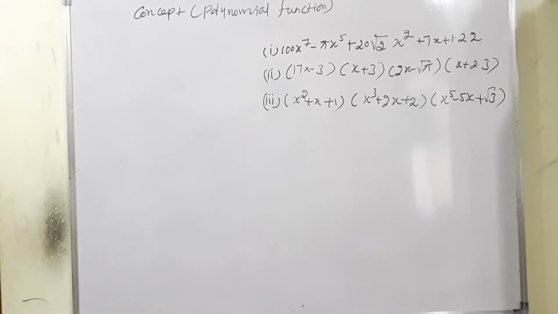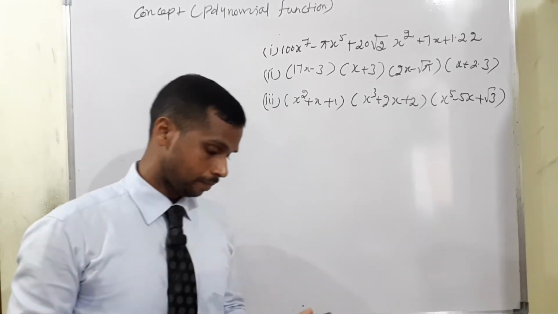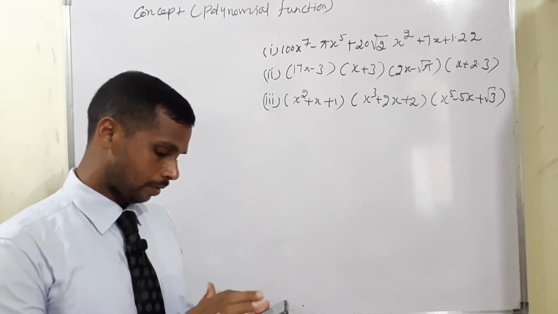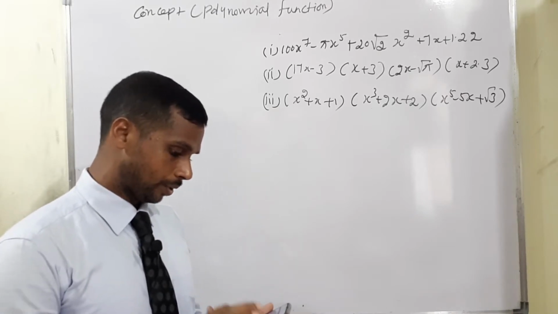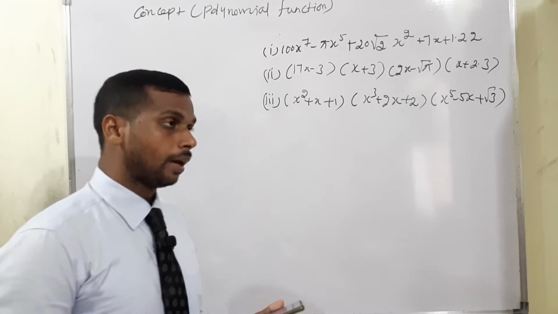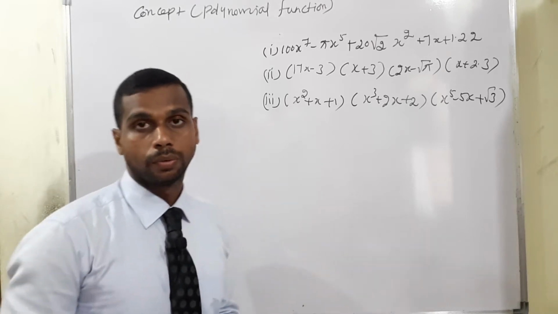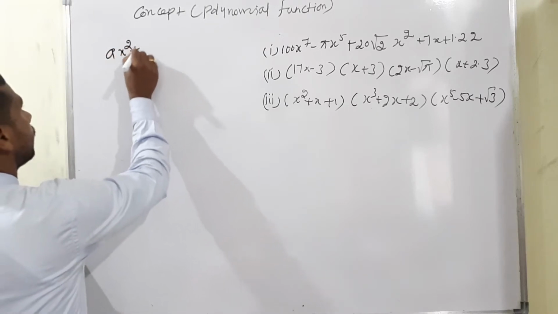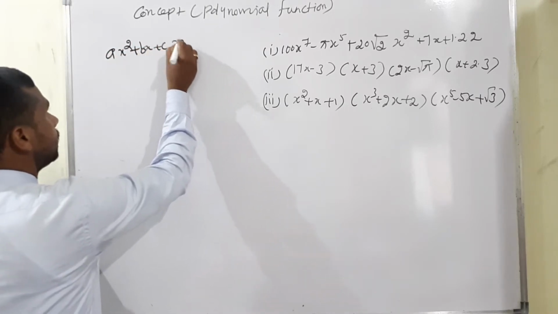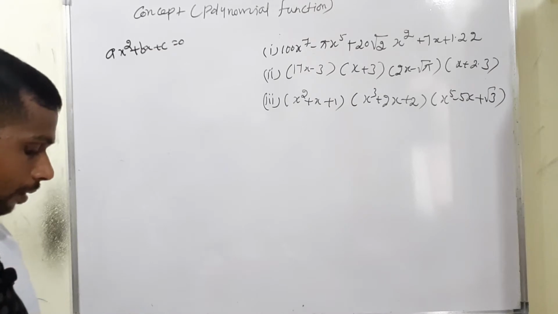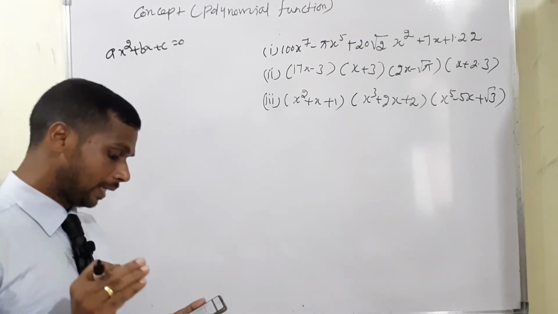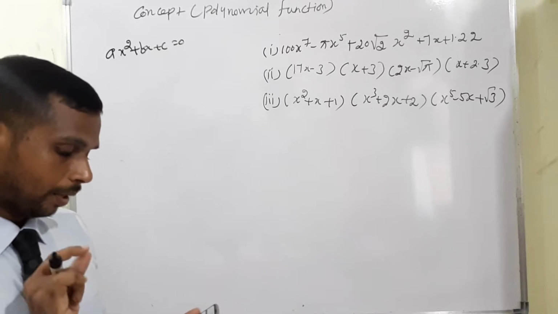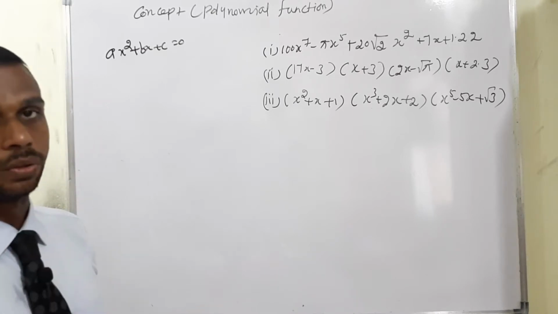So, the concept: the polynomial function. One of the important terms in your book, I think page number 64, isn't it? Polynomial function is there. Already we have discussed the quadratic equation. What is the meaning of a quadratic equation? ax square plus bx plus c is equal to 0, isn't it? But when you say linear polynomial, the condition is also given: a polynomial with degree 1 is called linear.